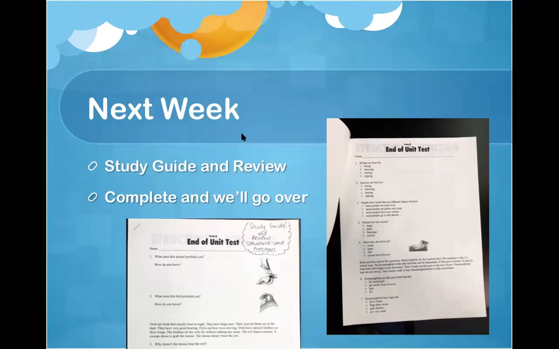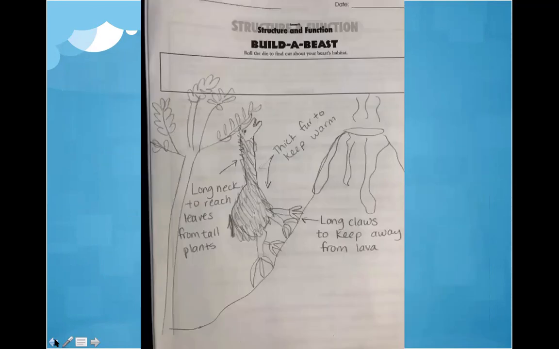So make sure you're reading up in the top corner, study guide and review for structure and function, because our next unit after this is healthy science. And I just went ahead and included that review as well, but don't get to that just yet. So just work on your study guide and review for structure and functions next week, and we'll go over that. But for this week, you're working on your Build-A-Beast. And I can't wait to see your beast that you come up with.